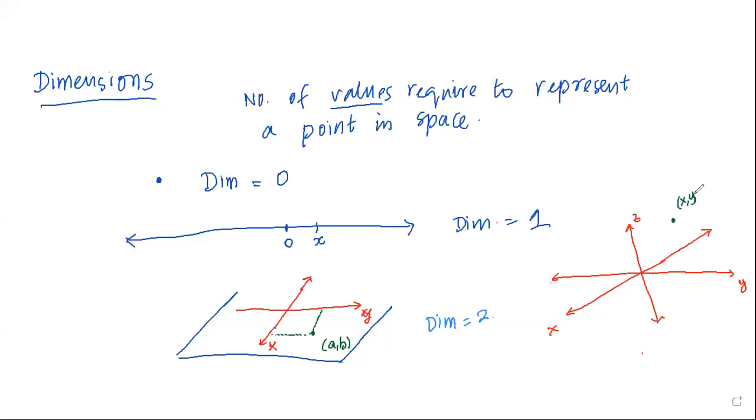So I need 3 real numbers to specify this point in the space. Its distance from the yz plane, xy plane, and xz plane. So this distance is z, this distance is y, and this distance is x. Since we need 3 numbers, we call it the 3-dimensional space.